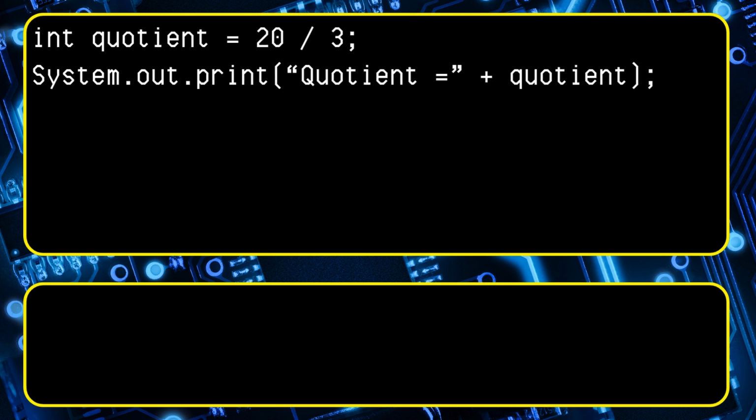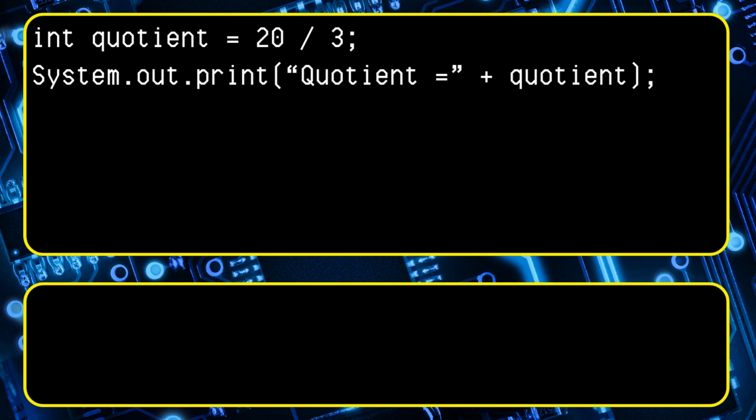Next up is division, which uses the slash symbol, or more accurately, the forward slash symbol, because there's a slash and a backslash on your keyboard. This forward slash symbol is the one that's on the same key as your question mark, and it's usually found in the bottom right corner of your keyboard.